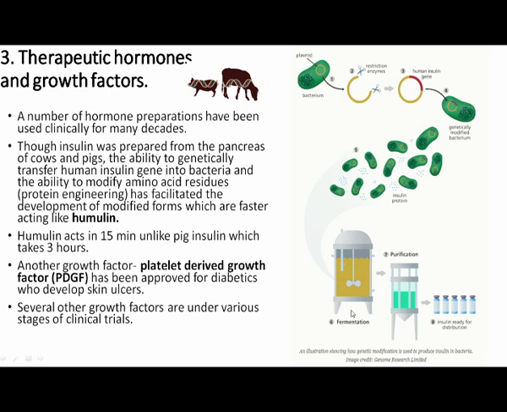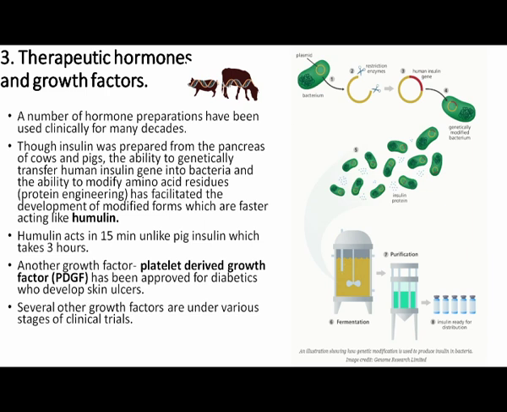and the bacterium is allowed to grow by the fermentation technology that we have learnt earlier, and from there by different purification procedures we can get the insulin ready for distribution. This insulin is now, because it is obtained from human gene, called humulin, therefore, it is humanized insulin, and humanized insulin has been found to act in 15 minutes, whereas those which were obtained from cow and pig used to take 3 hours. So, this is one success story which is now very commonly used.